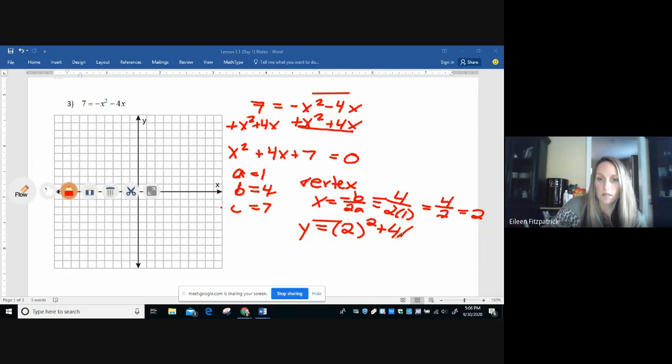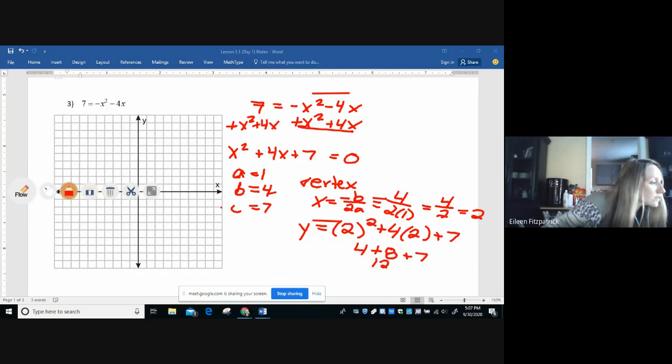plus 4 times 2 plus 7. That's going to give you 4 plus 8 plus 7. That's going to give you 12. Oh, did I lose a negative sign? Did I lose a negative sign somewhere?